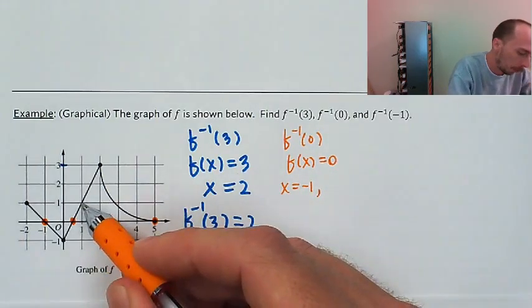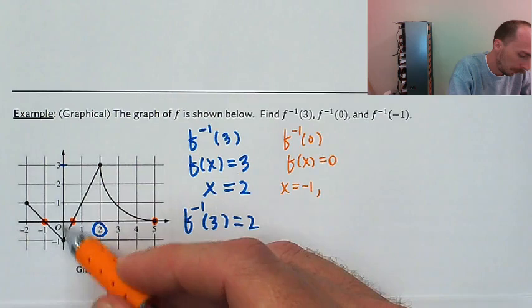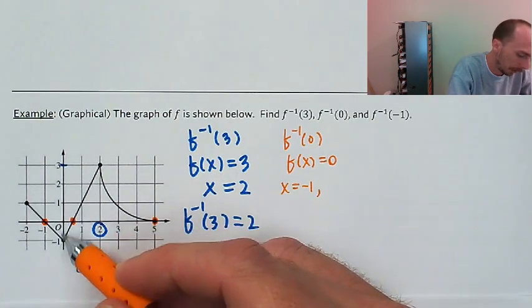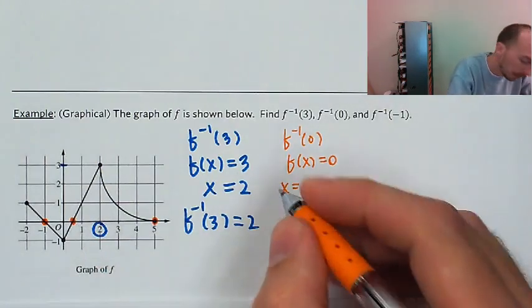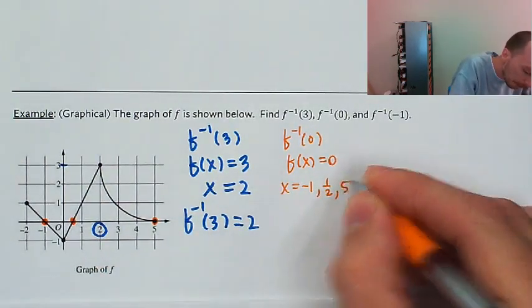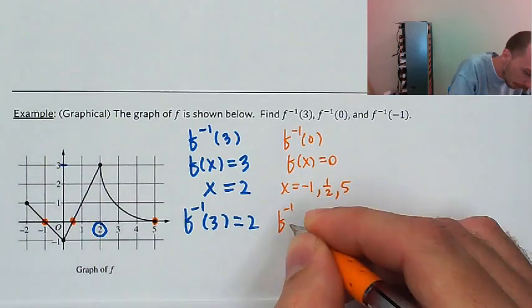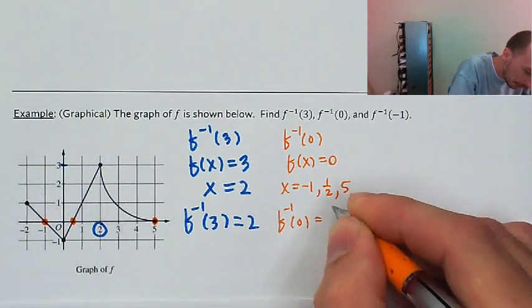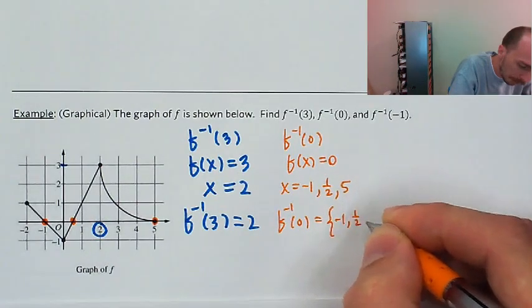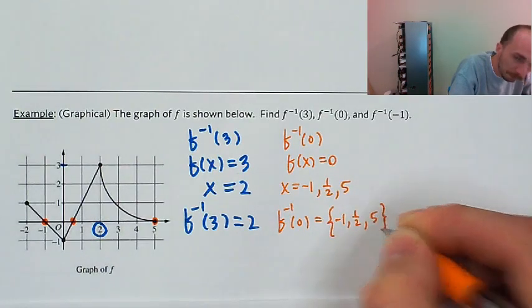x equals, now I know that's going to be 0.5 because it's going from (-1, 0) to (0.5... to 1, 1. So it's going to be a slope of 2, meaning it's gone up by 1 when it went over by a half. x equals a half, and also x equals 5. So f inverse of 0 is going to be the set that has all three of them: negative 1, 1/2, and 5.